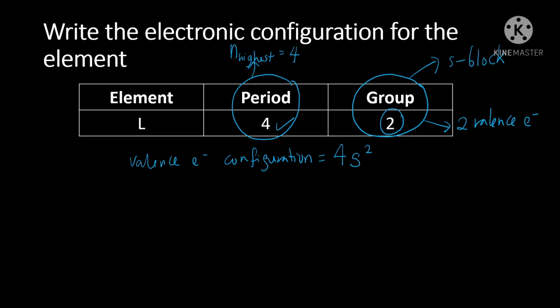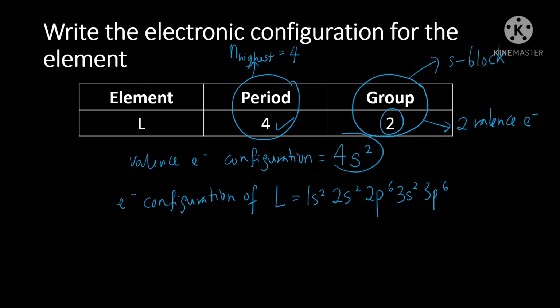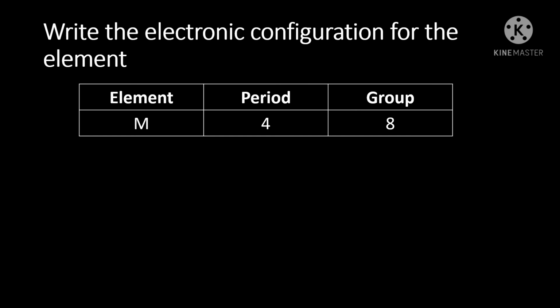With the valence electronic configuration, we can then write the electronic configuration of the element. To write it, we must start with the lowest energy orbital, 1s. 1 orbital, maximum 2 electrons, followed by 2s2, 2p6, 3s2, 3p6, and end with the valence electronic configuration, 4s2. So this is the electronic configuration for element L. So this is another element.